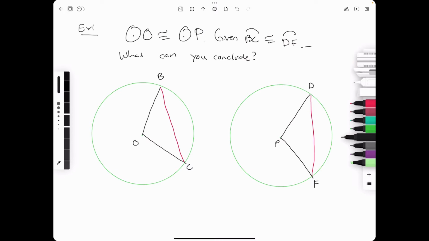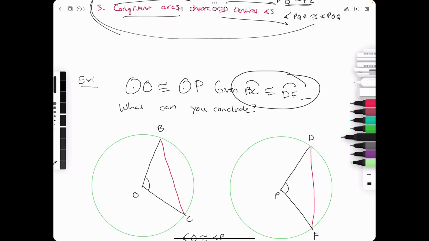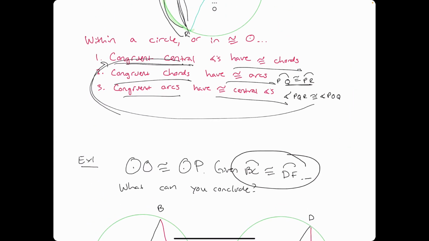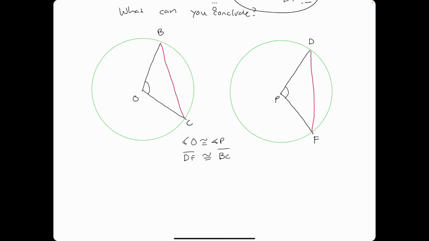Okay, so I could say angle O is congruent to angle P. What else can you conclude? You've got the segments, so DF is congruent to BC. Anything else? They already gave you the arcs. So of these three things, they're all checked off. Great, we have congruent segments, the chords, we have congruent angles, and we were given that the two arcs are congruent. Not so bad?